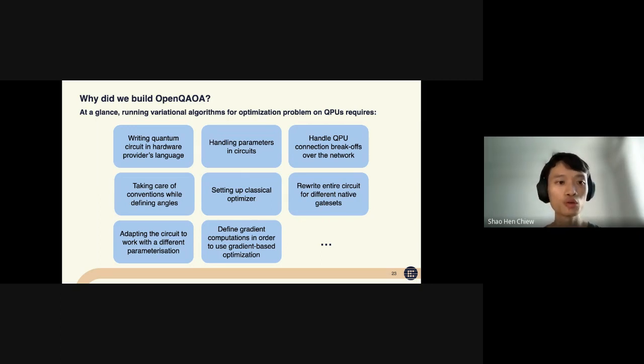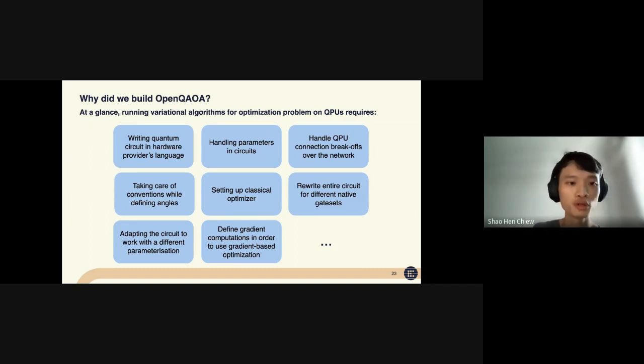The reason why we wrote OpenQAOA is to simplify all of this by doing all of these tedious things beforehand. So we, the developers, are tasked with coding all of these things, and the users do not have to worry about them. They can just think about the combinatorial optimization problem that they have in hand. They can think about QAOA, about how to choose the number of layers, for example, and how to choose the initial parameters, without having to worry about all of these problems. So that's really the core reason why we built OpenQAOA.